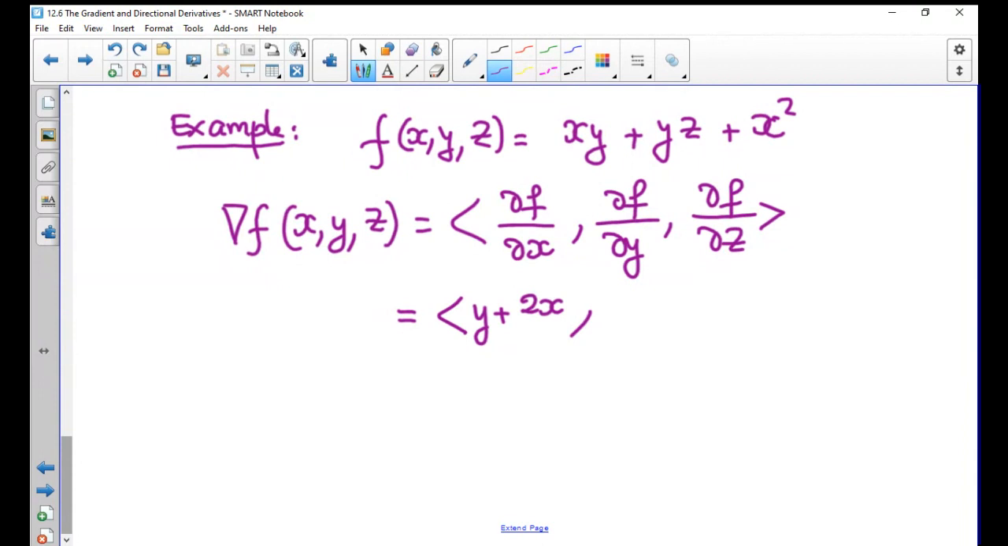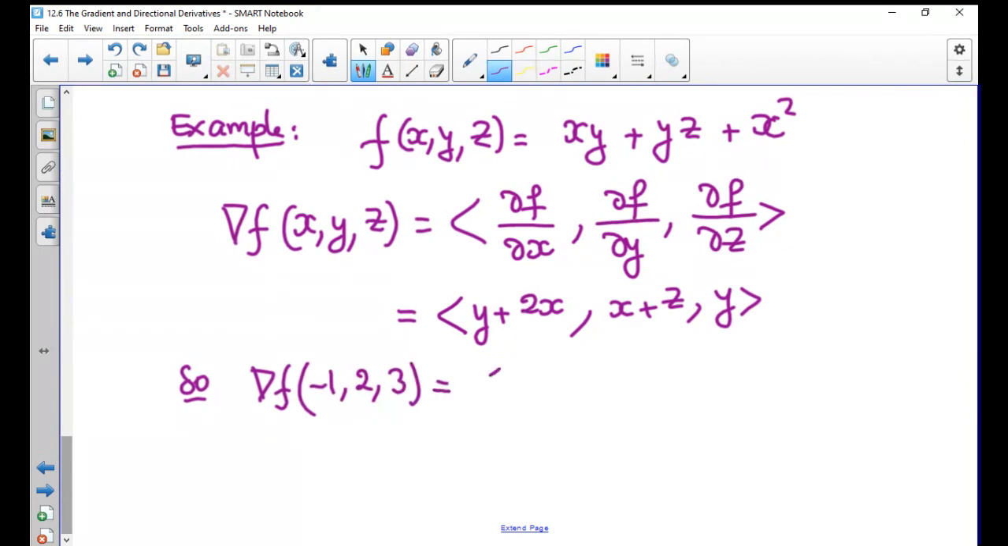Df over dy will be x plus z, excellent. And df over dz will just be y, excellent, okay. So again, if I want this gradient at a particular point, I can find it. For example, at minus 1, 2, 3, then I can find it by substitution.